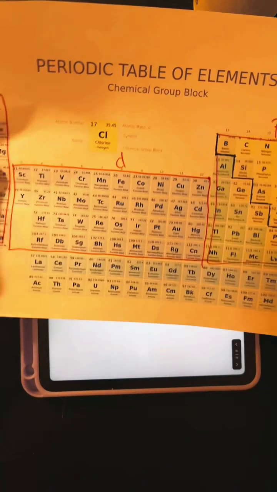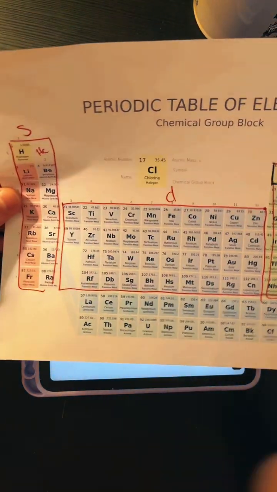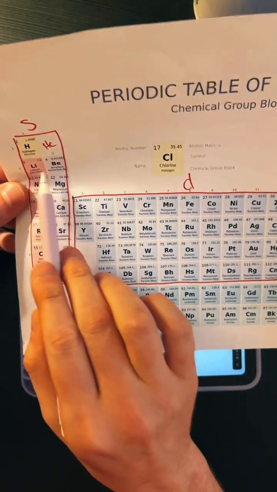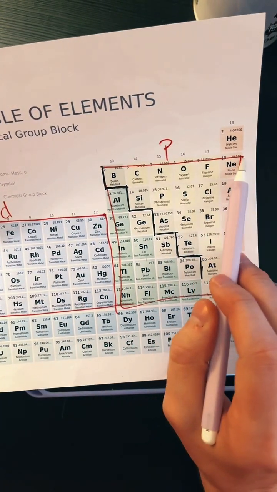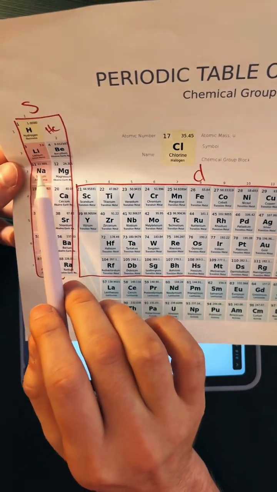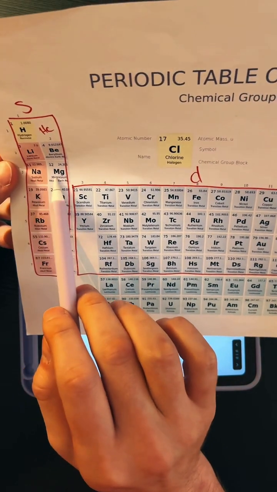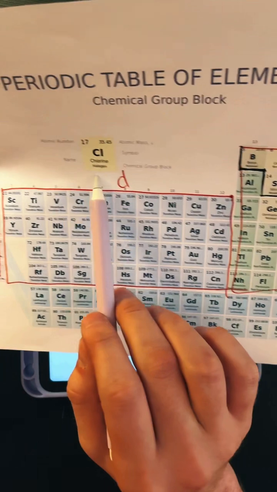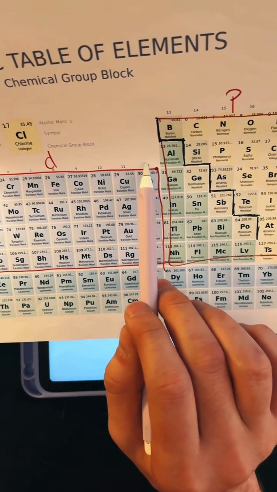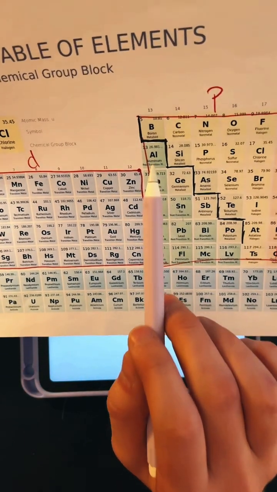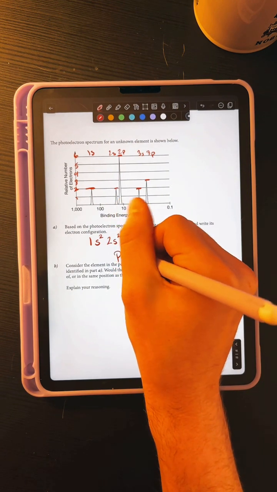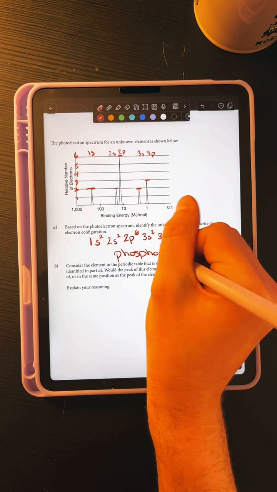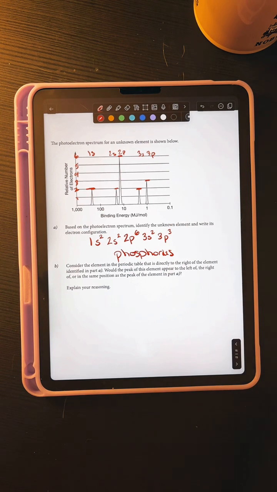And then we look at the periodic table. We go 1s2, 2s2. We go all the way over. 2p6 was completely filled, so we go all the way over. 3s2, we're in the third row, the s block, and we go over 2. We go here, this is 3p, we go 1, 2, 3 for 3p3, giving us phosphorus. So our answer here is phosphorus for the element.